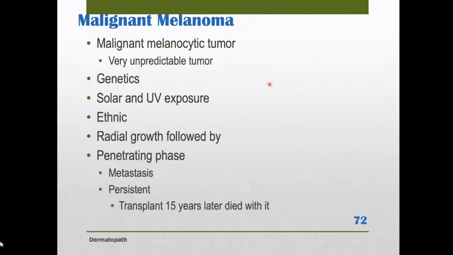So radial growth is followed by a penetrating phase. When it starts, it grows along the junction between the epidermis and the dermis, spreading horizontally. But with time it starts going down into the dermis, penetrating, destroying the dermis, the hypodermis, muscles, bones, and so on. So metastasis, as I said, happens even when the tumor is still very small, and it is persistent. I mentioned that earlier because you find a person with metastasis 15 years after the first tumor was removed.